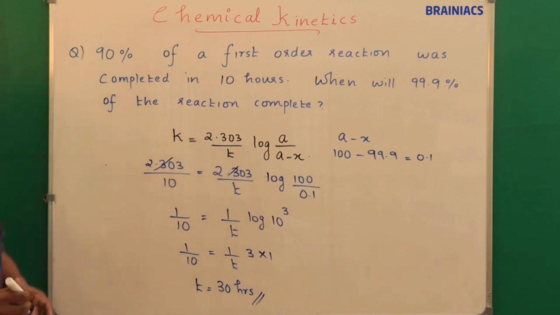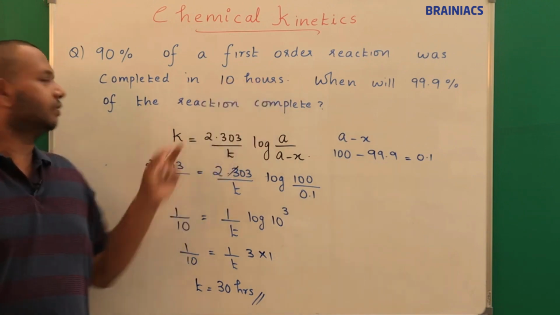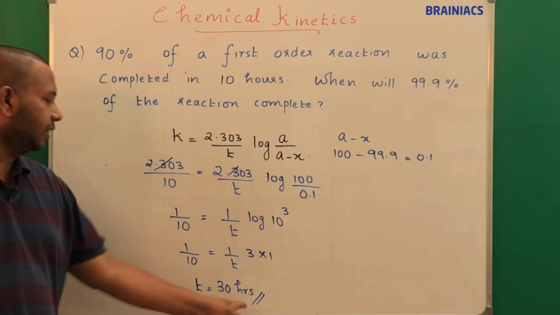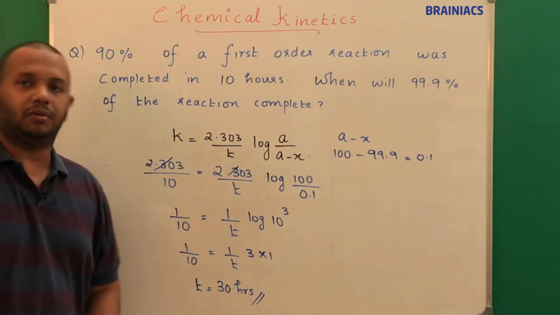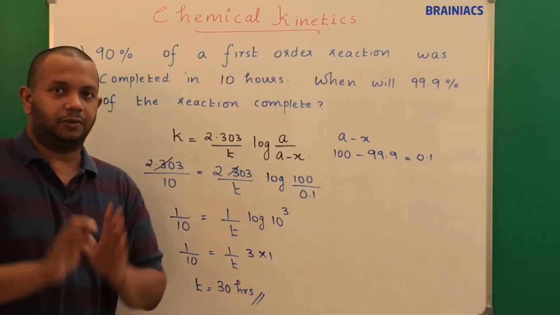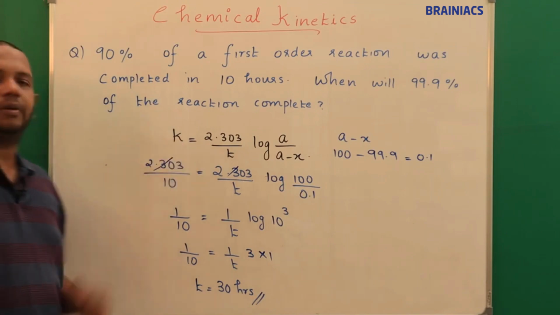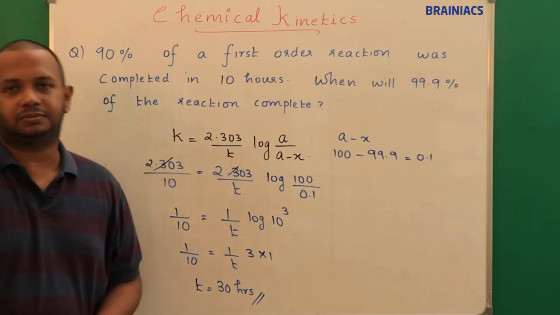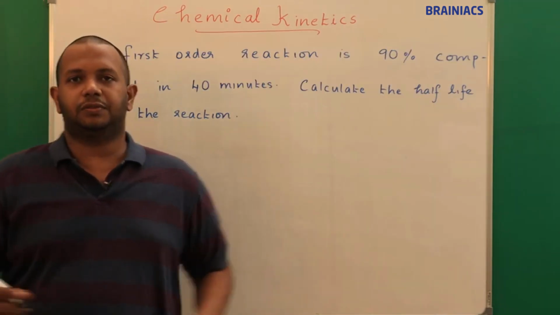So that means for the completion of 99.9% of this first order reaction, the time taken will be how much? 30 hours. I hope it is clear for you. If you have any doubt, feel free to contact us. Thank you. So we have the next question in front of you.